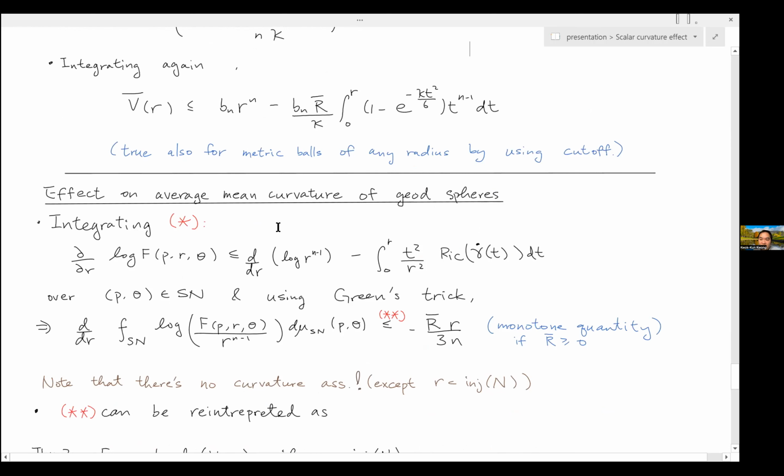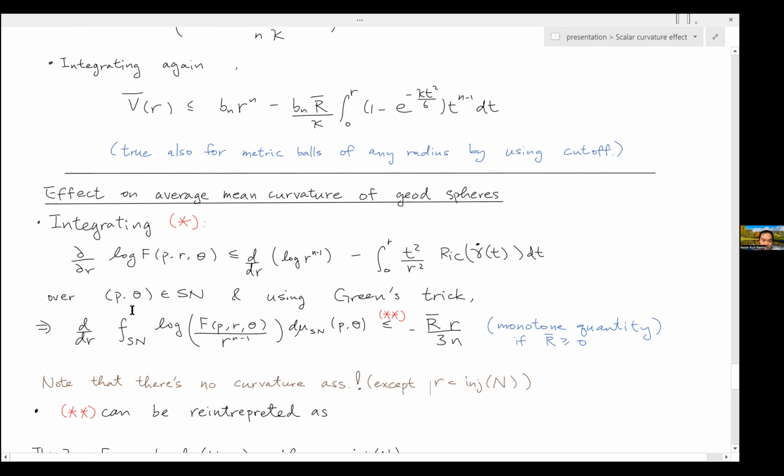There are also some similar results regarding the average mean curvature of the geodesic spheres. So in one of the steps above, I derived this inequality. Okay, so let's call this star. In the previous proof, I integrated with respect to r first, and then integrated with respect to p and theta. But if I integrate with respect to p and theta first, that means along all the directions, and then apply Liouville's theorem, or I call it Green's trick, then it turns out to be an expression like this.